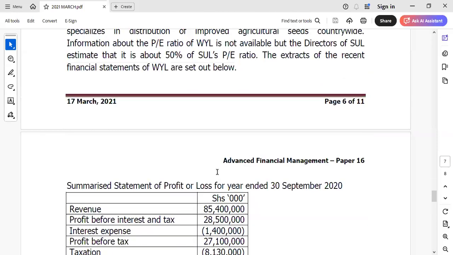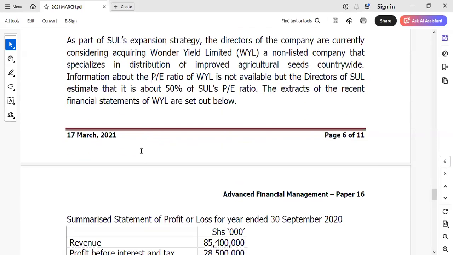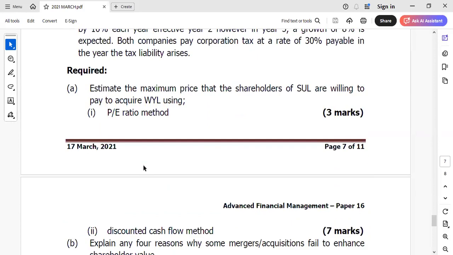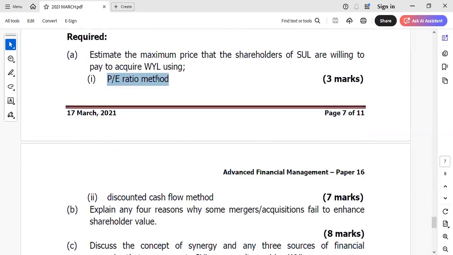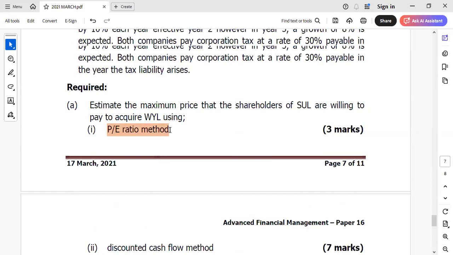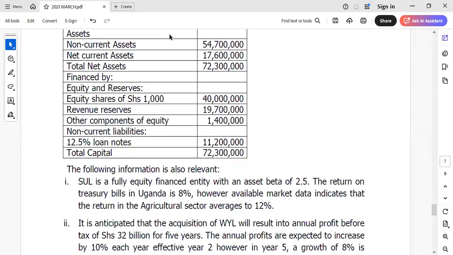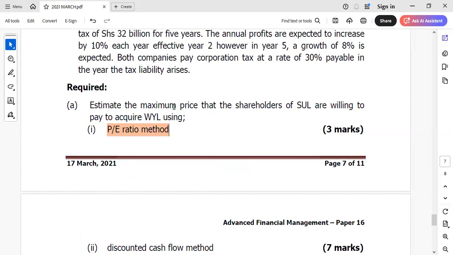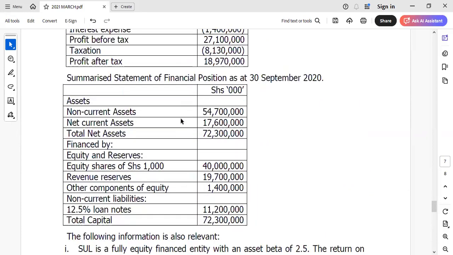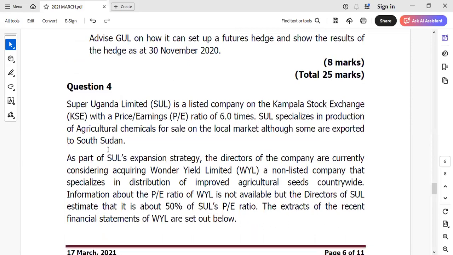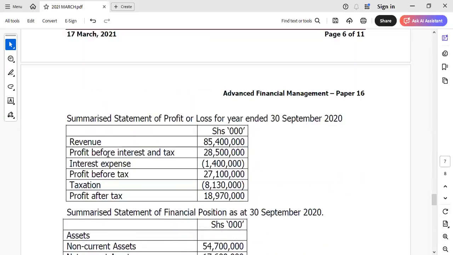Okay, March 2021 question 4. There is something that I wanted to highlight, especially as you get your PE. Your PE is equal to market price per share over EPS. Now, somewhere they told us that, we discussed this yesterday.